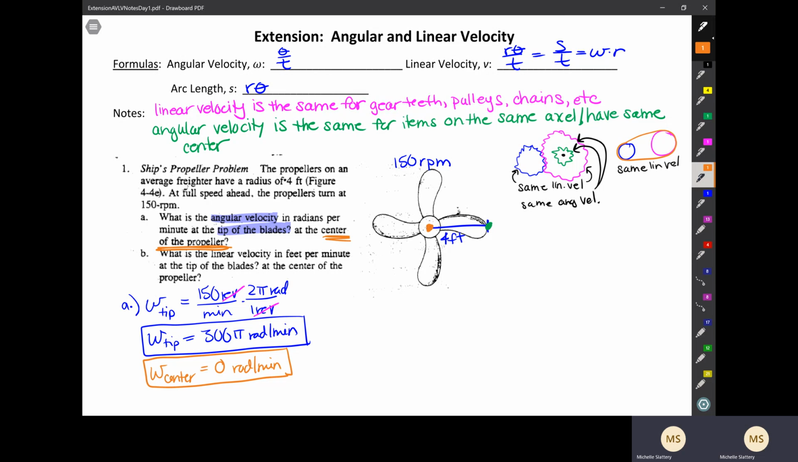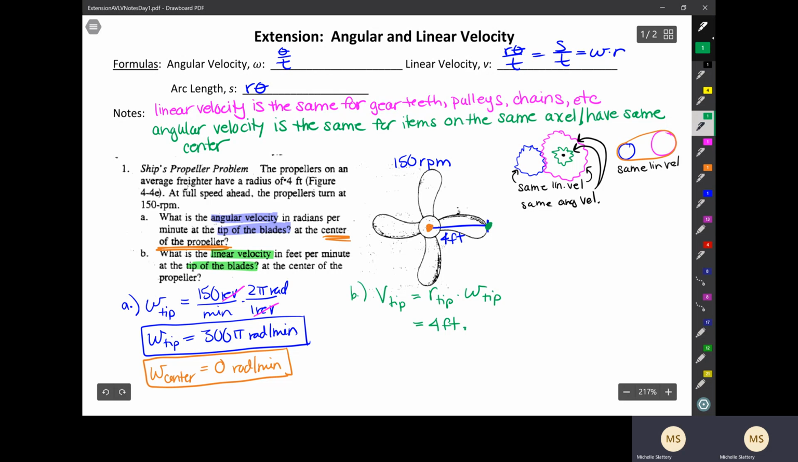All right, looking at part B. Part B asks us, what is the linear velocity in feet per minute at the tip of the blade? Okay, so now here we're looking for linear velocity. All right, so part B, linear velocity at the tip. Well, we know the relationship between angular and linear, so it's just going to be the radius at the tip times the angular velocity at the tip. So my radius at the tip is 4 feet times my angular velocity, I already know, is 300 pi radians per minute. So I can calculate that and I get 1,200 pi feet per minute. And that is my linear velocity at the tip.